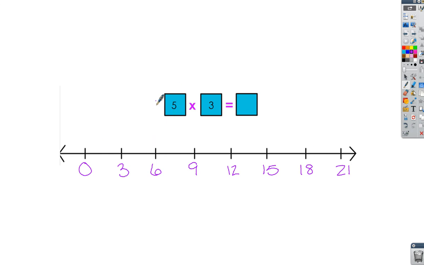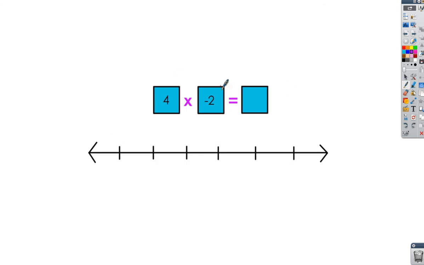And now we just need to draw our arrows. We need 5 arrows. 1, 2, 3, 4, 5. So here's our model, and remember our model will show us our answer. So where did we land? On 15. So 5 times 3 is 15.